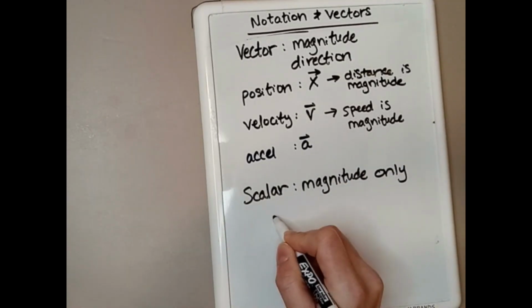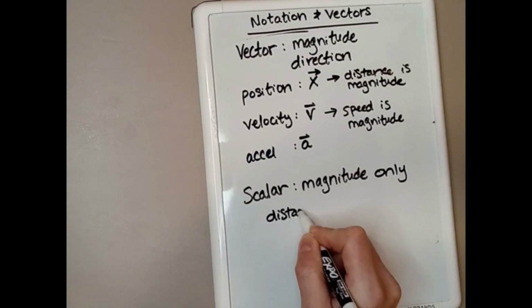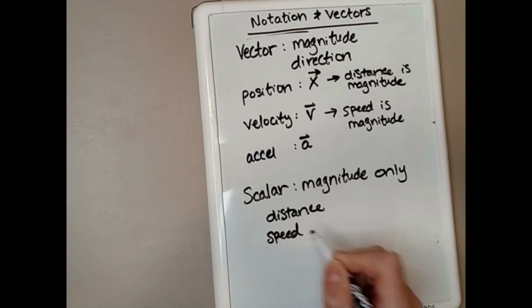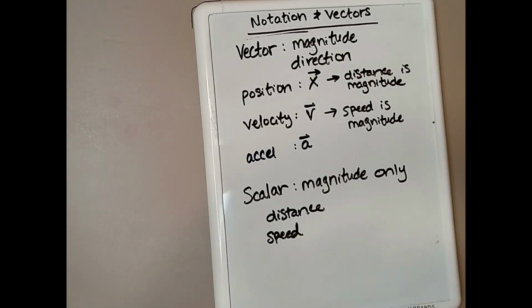So that would be what we call distance and speed. Whenever you say something like you're 5 miles away, you've given a distance, a scalar quantity. There's no direction given. And same thing if you say that you're going 70 miles per hour, you've given a scalar quantity because you've only given a magnitude. You haven't given a direction. You've just said a speed.